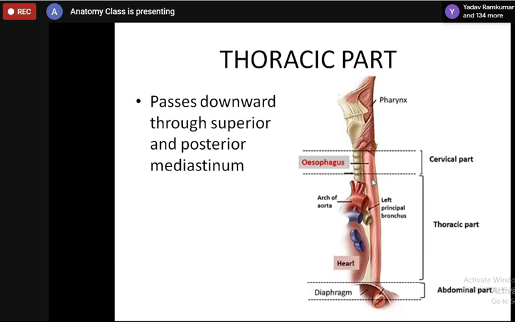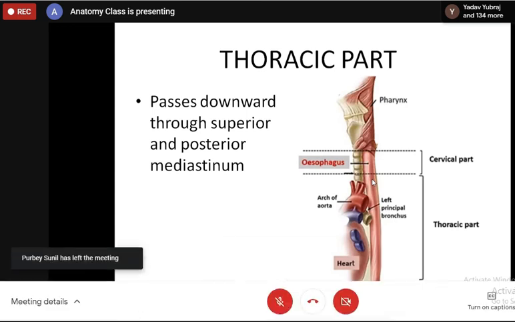Superior mediastinum and inferior mediastinum. Inferior mediastinum is further divided into anterior, middle, and posterior. So only one of you is speaking, isn't it?